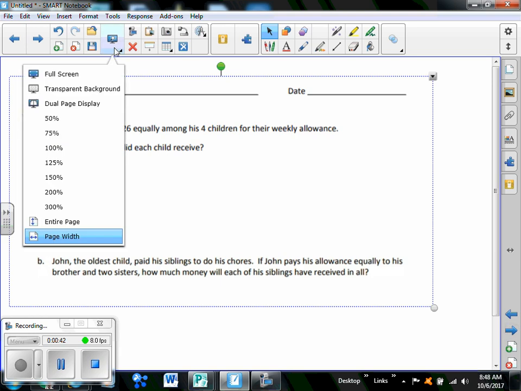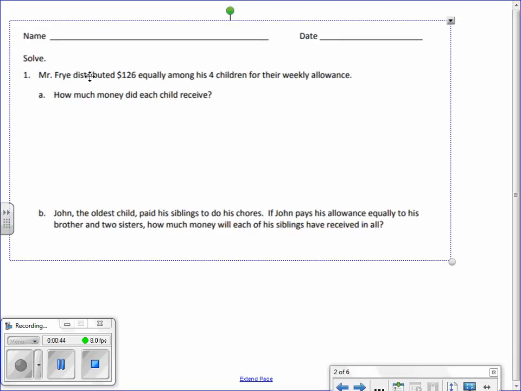And question number 1 here says that Mr. Fry distributed $126 equally among his 4 children for their weekly allowance. How much money did each child receive? So we're going to take that $126 and we need to divide it by our 4 children.